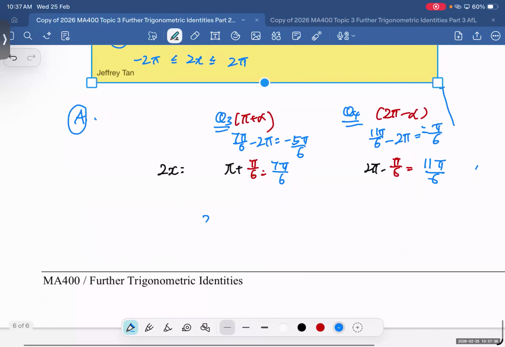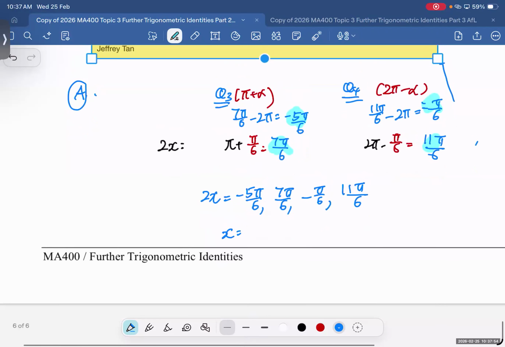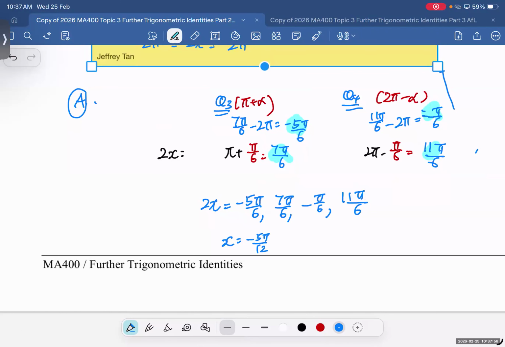Which means that today I look at my 4 answers. Ready? 1, 2, 3, 4. My 4 answers are negative 5 pi over 6, 7 pi over 6, negative pi over 6, 11 pi over 6. Finally, I divide by 2. What do I get? Negative 5 pi over 12, 7 pi over 12, negative pi over 12, 11 pi over 12. Okay. As you are copying, I will pause for a while. When you're ready, I go on.